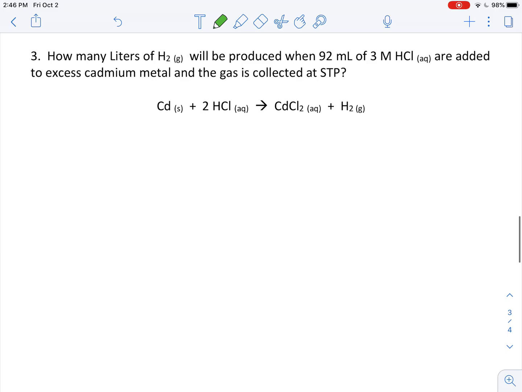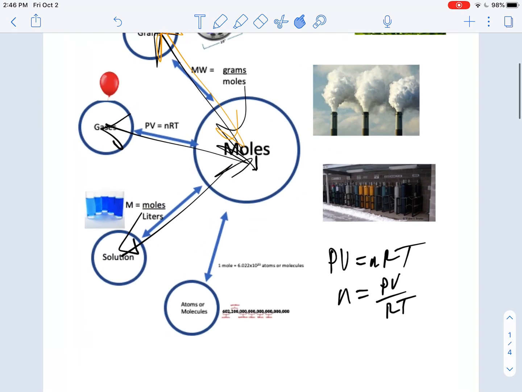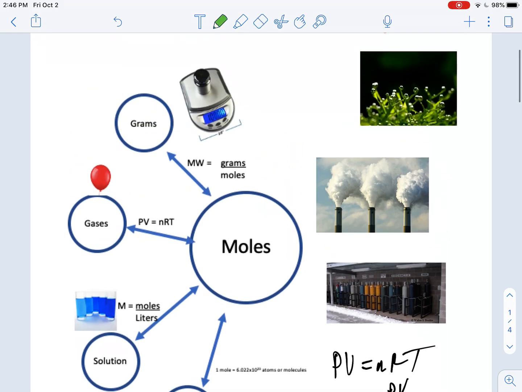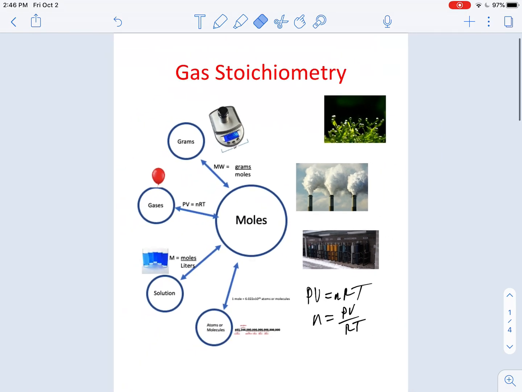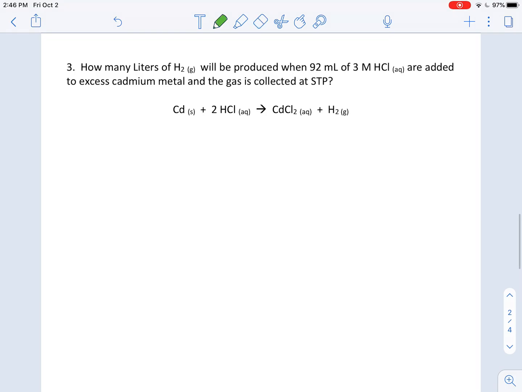Number 3, one more. It says, how many liters of hydrogen will be produced if you have 92 milliliters of 3 molar hydrochloric acid? Oh, so this is just now combining everything that we did before. This is doing a solution to get to moles. And then you're going to go across town, and then once you're across town, you're going to come back out of the moles by using the PV equals nRT. So again, nothing different here, we're just combining everything together.